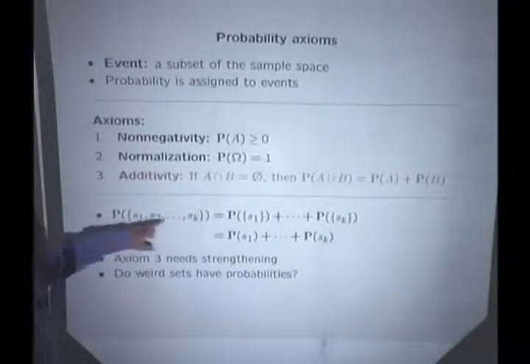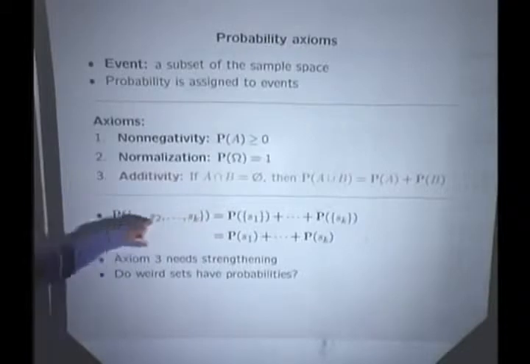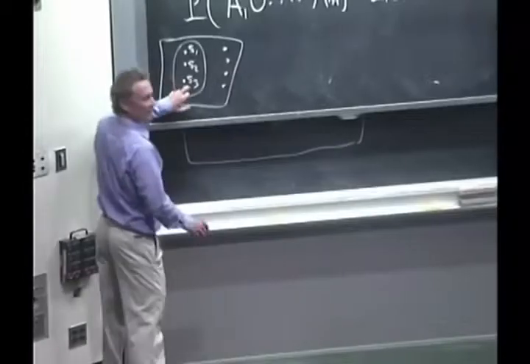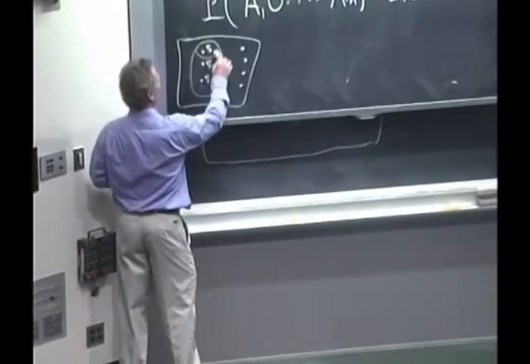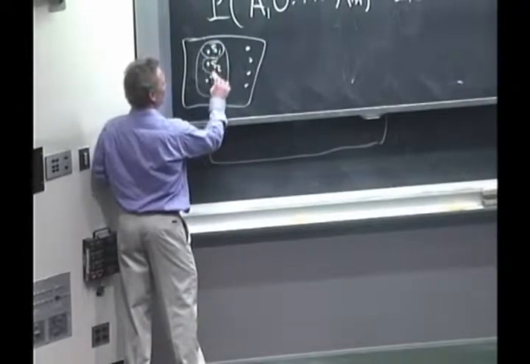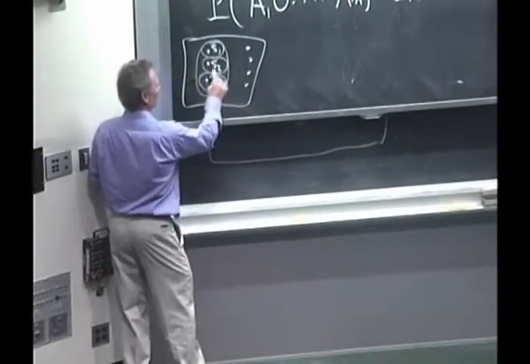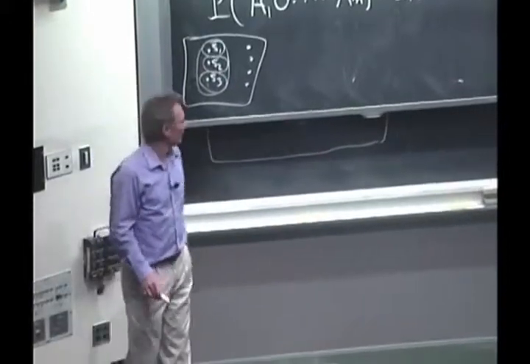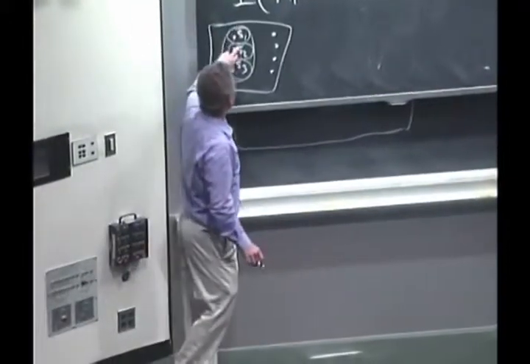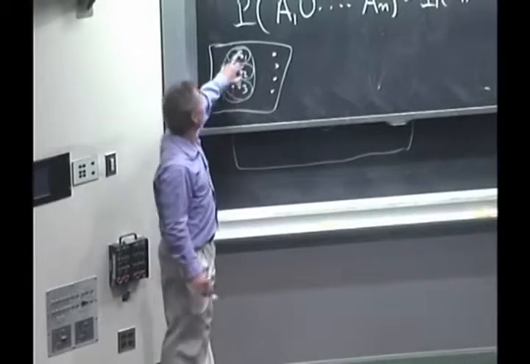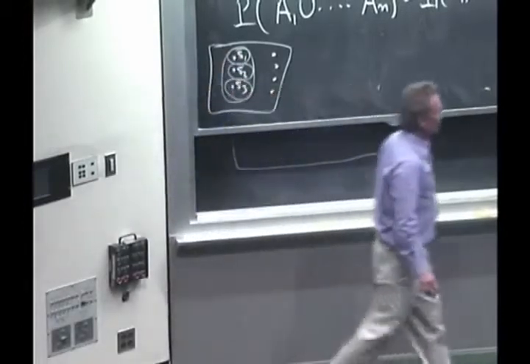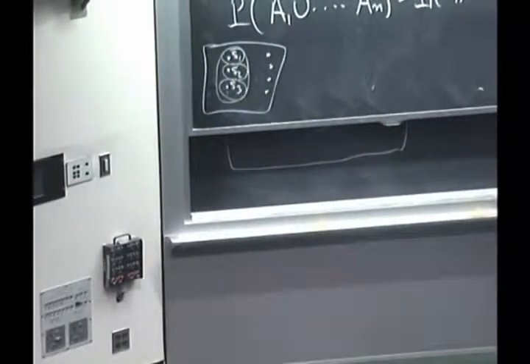Now, a finite set I can write as a union of single element sets. So this set here is the union of this one element set together with this one element set together with that one element set. So the total probability of this set is going to be the sum of the probabilities of the one element sets.